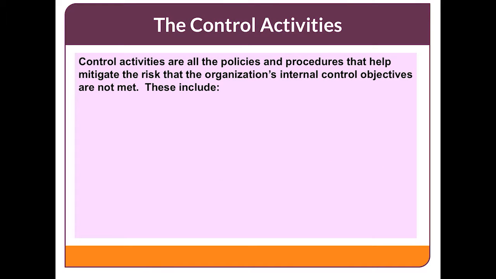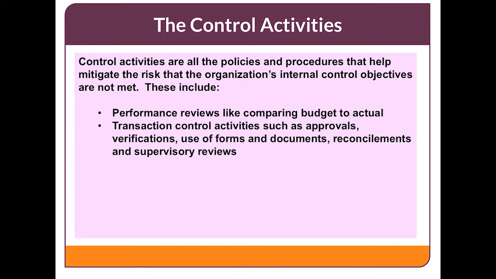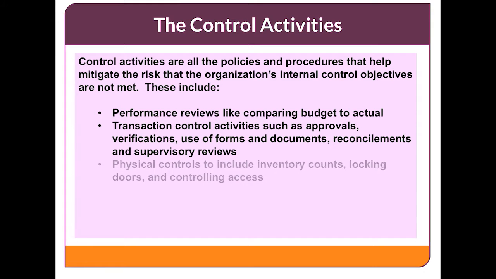Control activities are all the policies and procedures that help mitigate the risk that the organization's internal control objectives are not met. These include performance reviews like comparing budget to actual, transaction control activities such as approvals, verifications, use of forms and documents, reconcilements, and supervisory reviews. Physical controls include inventory counts, locking doors, and controlling access.